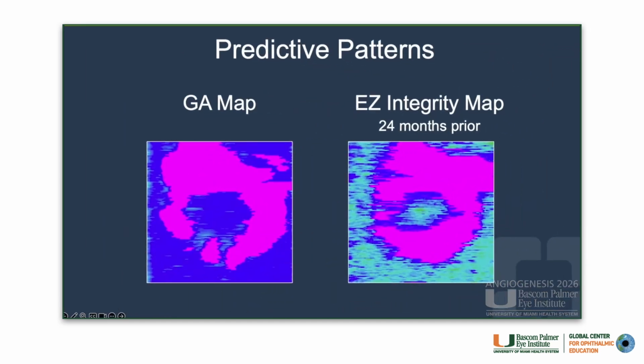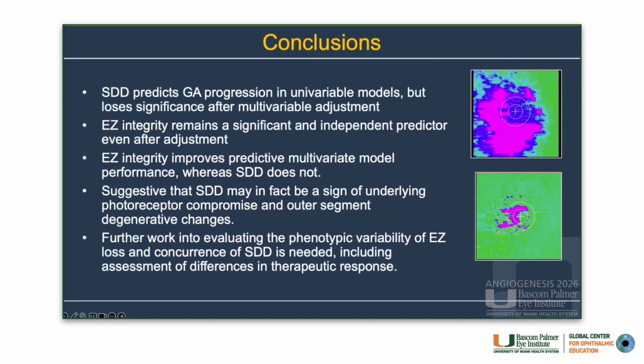Overall, when we look at this predictive pattern, we see that the GA map closely mirrors the ellipsoid zone integrity map from 2 years prior. In conclusion, SDD does predict GA progression in univariate models, but loses significance with multivariable assessment when ellipsoid zone integrity is considered. Ellipsoid zone integrity remains a significant independent predictor even after adjustment.